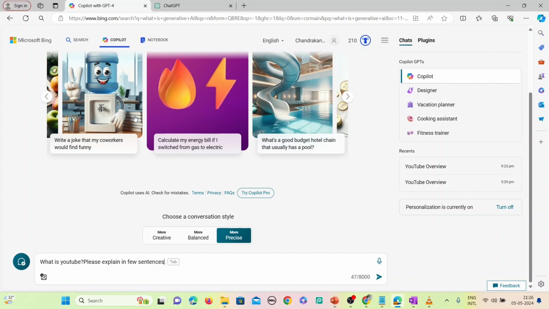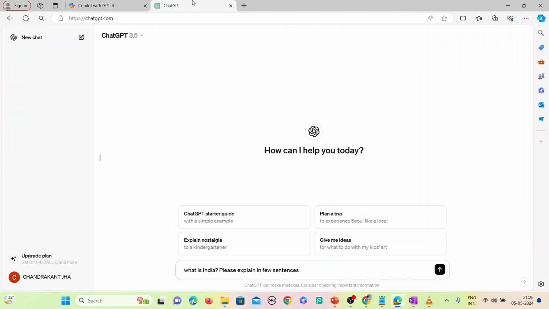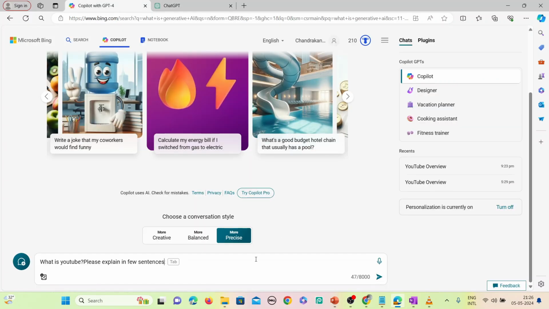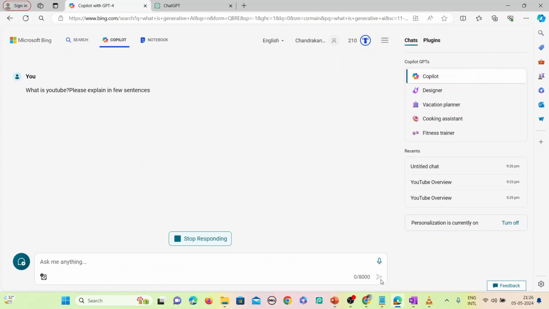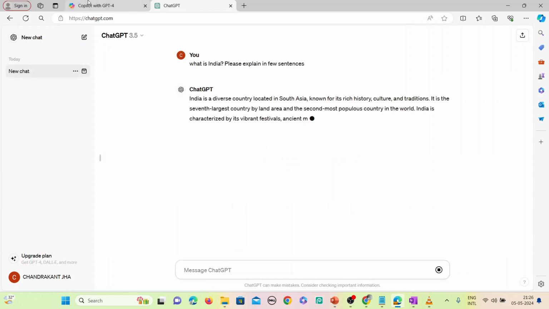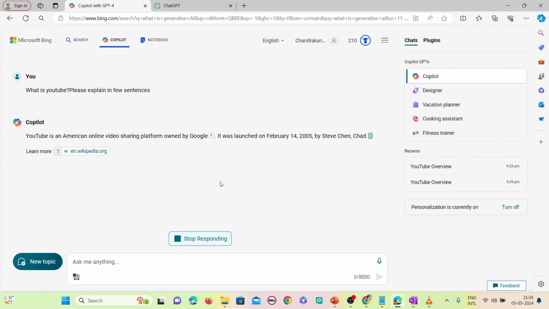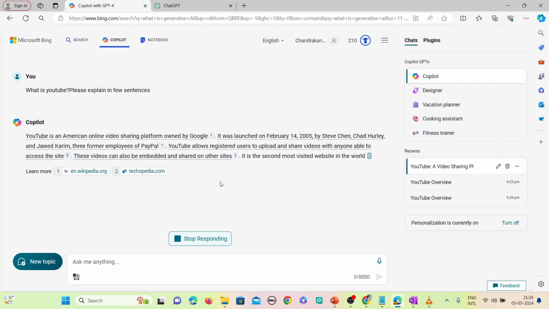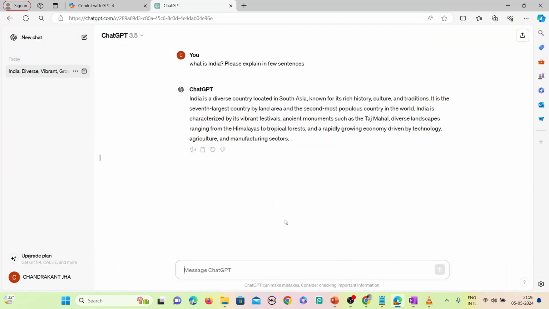Let's play around with a couple of LLMs. We have two tabs. First, showing Microsoft Bing. Second, showing ChatGPT. In Microsoft Bing, we have entered the prompt, "What is YouTube? Please explain in a few sentences." And the second one, the prompt that we have entered is, "What is India? Please explain in a few sentences." So both of these LLMs, based on the prompt, are trying to give the answers. I would encourage you to play with ChatGPT in your free time.